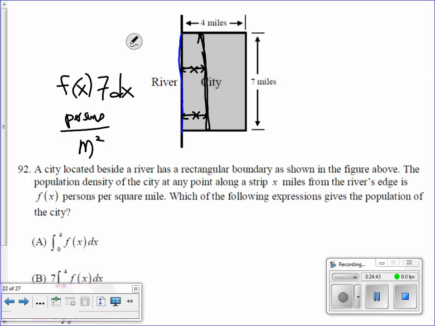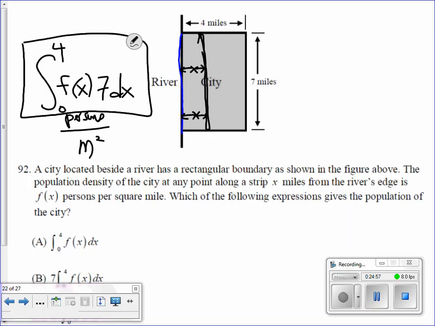So we integrate. Now, what would be the limits of integration for x? We'd want x to start at 0 and go to 4. So we'd add all this up from 0 to 4. And that, you can pull the 7 out, would give us the number of people living in that rectangular city. Cool? Always use the units. Anytime you integrate, like when we got area, we thought y top minus y bottom times dx. Yeah, like that.